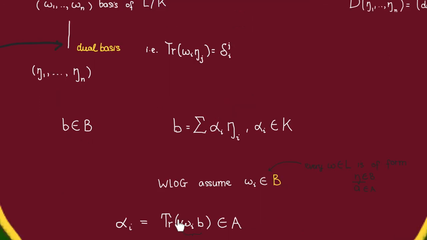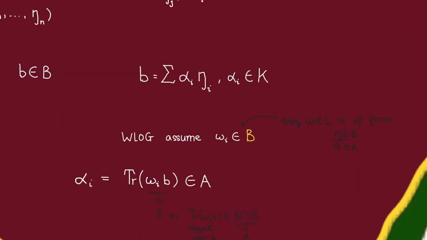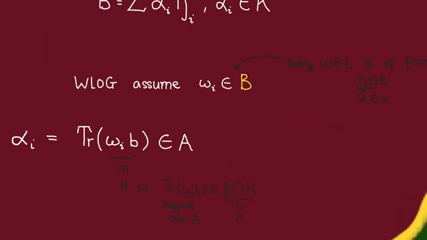If we apply the dual basis to β, right, if we apply ω_i with the pairing, then we pick out this element α_i. Now if we pick ω_i to be in B to begin with, then ω_i β lies in B. Then ω_i β must be integral over A, and so must all of its conjugates. And thus the trace must be integral over A, but the trace lies in K, and A is integrally closed in K, so this trace must lie in A.